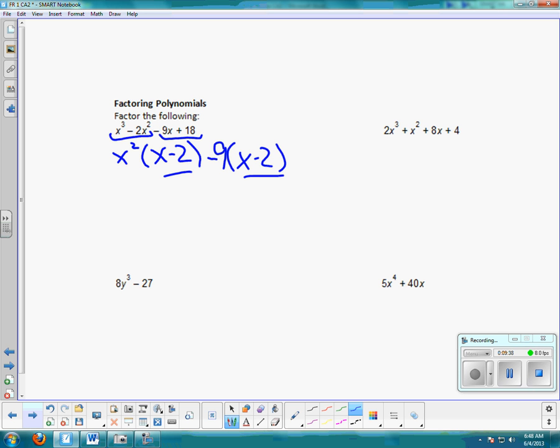We are taking out the second pair. So one of those, x minus 2, becomes one factor. And the other factor is what's remaining from the first term. What we took out was the x squared. For the second term, we took out the 9.